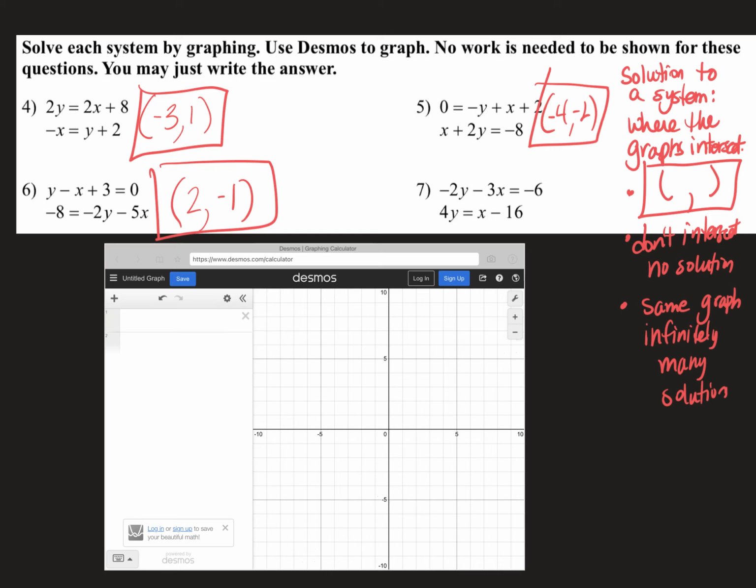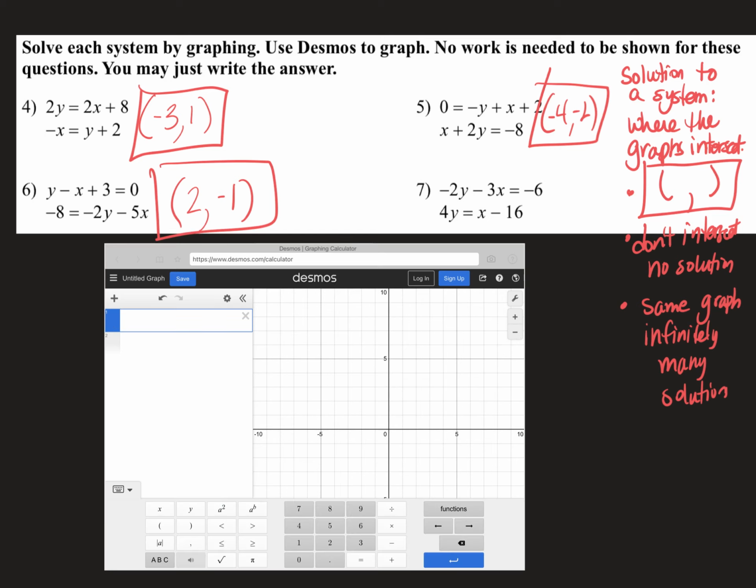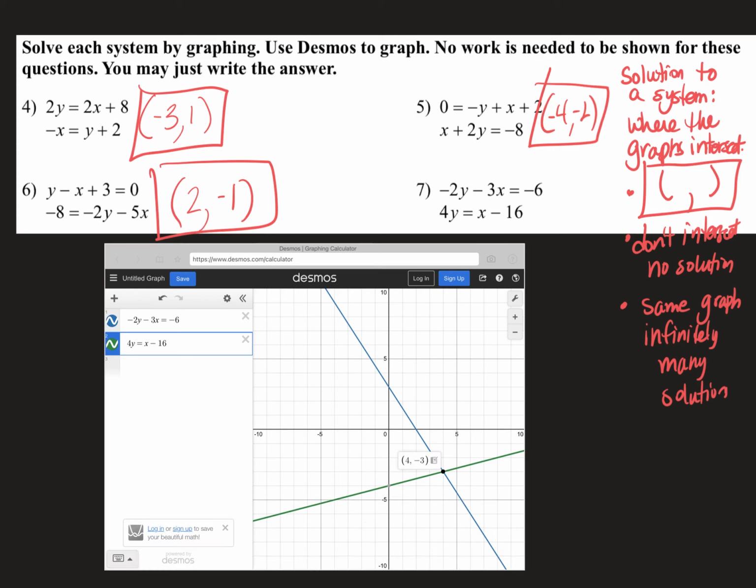Then I'm going to type in number 7. -2y minus 3x equals -6, typing that in. Be careful, always look back to make sure you've got it typed in correctly. And then 4y equals x minus 16. Then the solution looks like 4, -3. So the solution to number 7 is 4, -3.